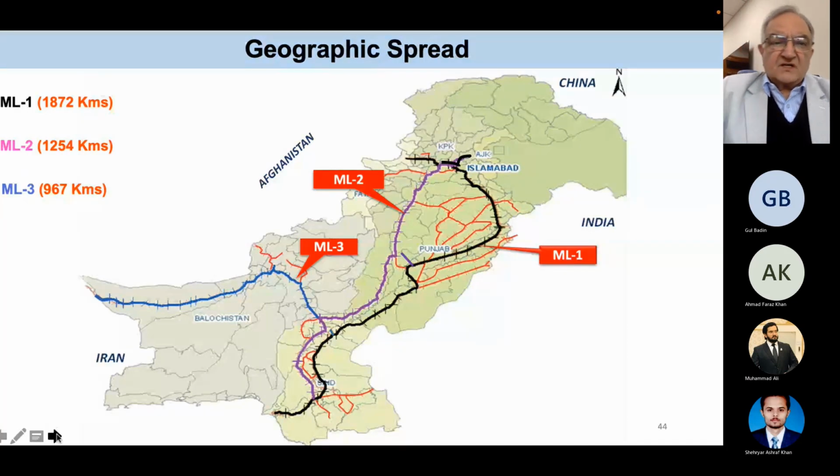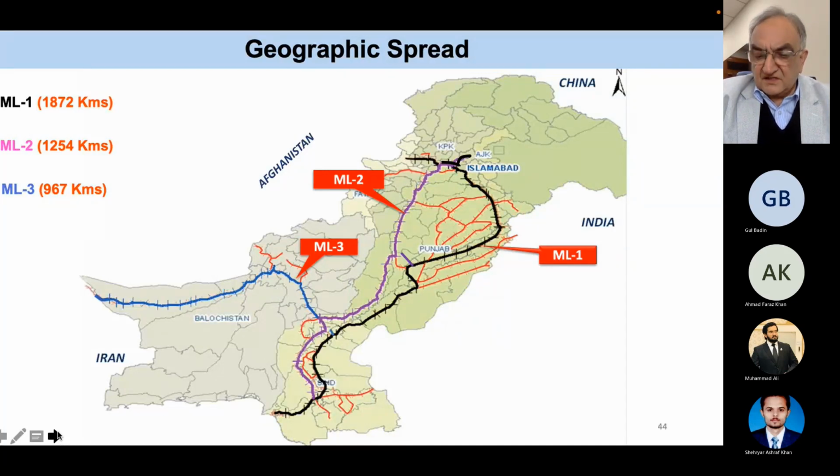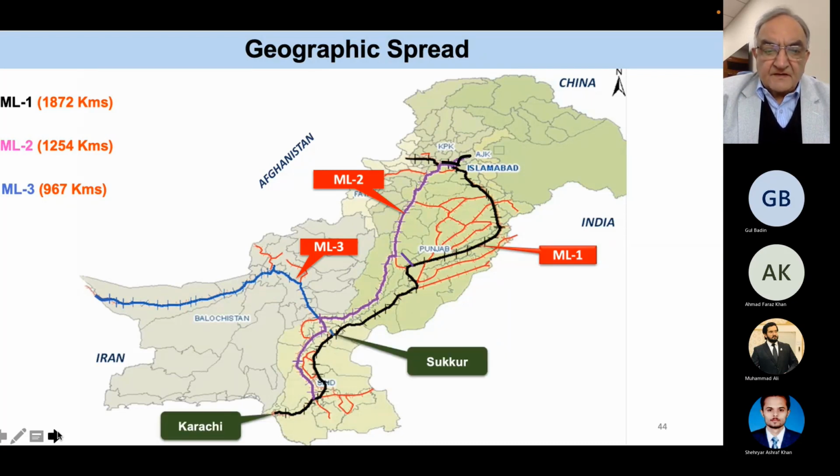Now, ML-1 is 1,872 kilometers long. ML-2 is 1,254 kilometers long, and ML-3 is 967 kilometers long. The rest are branch lines, which have their own calculations, and you can subtract and see what is what. So ML-1, you start from Karachi, go on to Sukkur and Rohri via Hyderabad, of course. Hyderabad is a huge city.